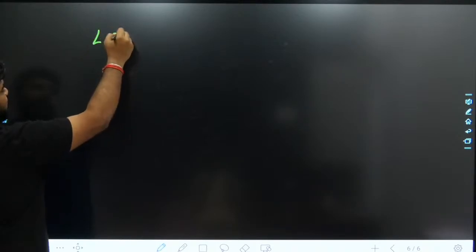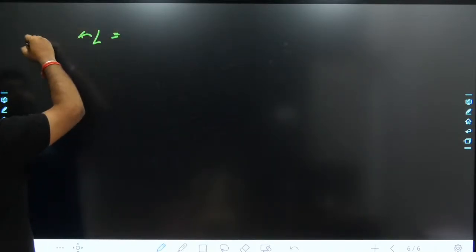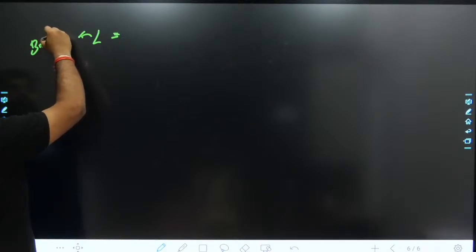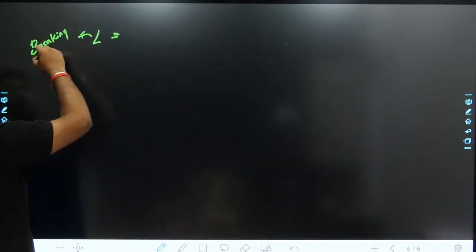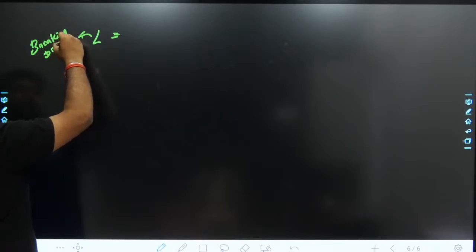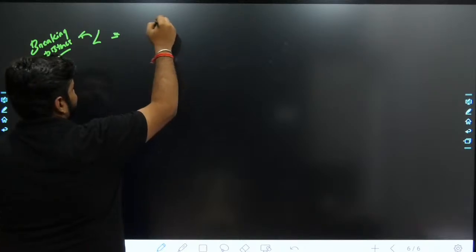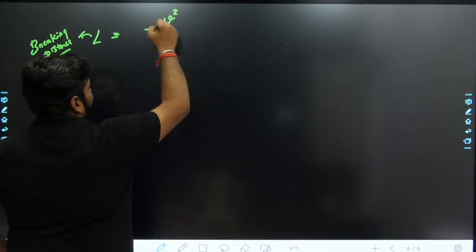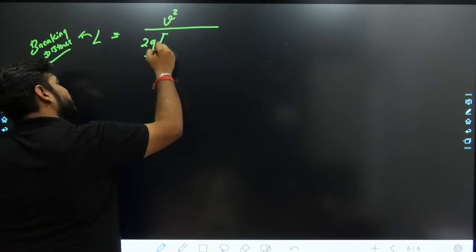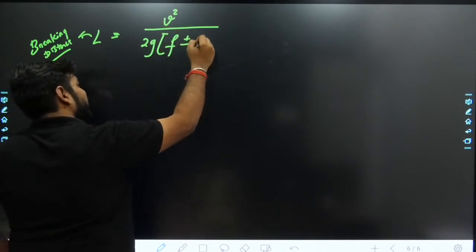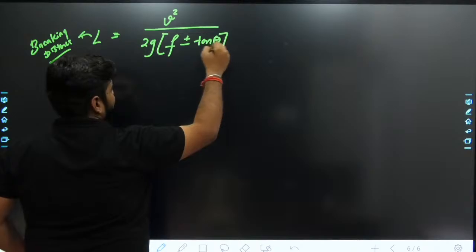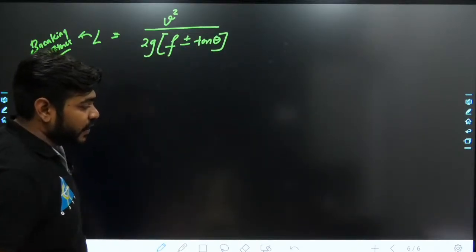Just have a look here. So how can we remember? I'm writing the term L, the braking distance. I'm not taking the lag distance here, because the whole game is for braking distance only. So L can be written as V square divided by 2g, f plus or minus tan theta. This is the way you can write this.